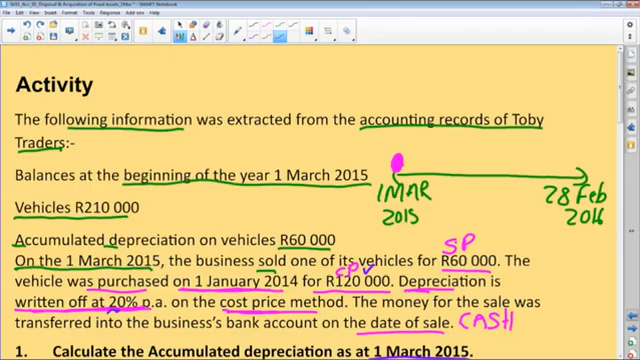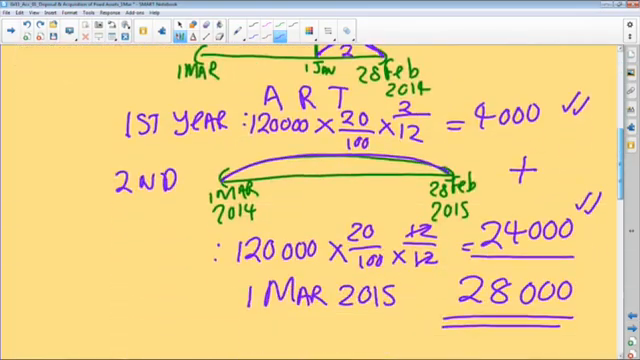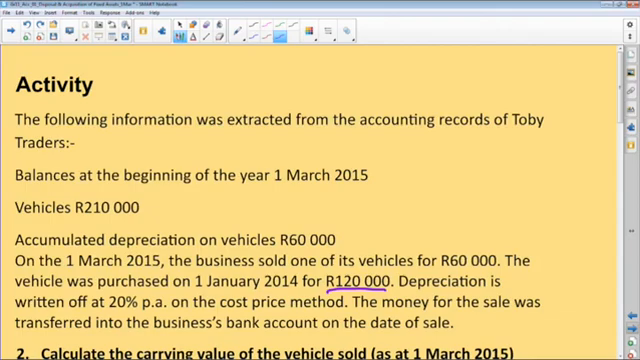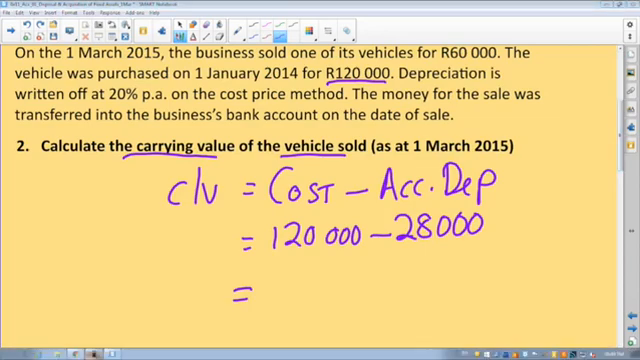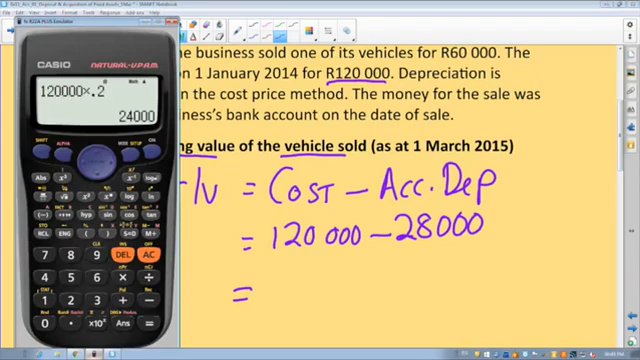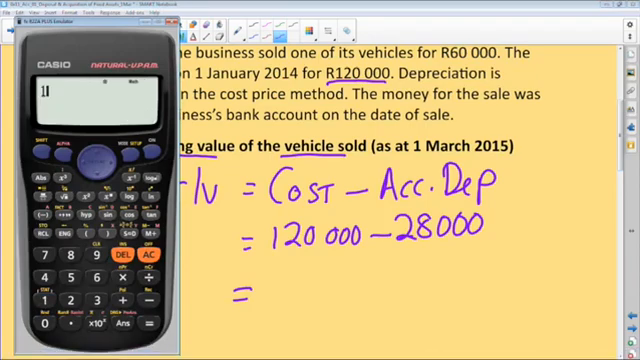So let's just quickly check. It was 28,000. Okay, so I'm transferring that 28,000. So minus 28,000, and that would now give me the carrying value of this vehicle that is being sold. So again, calculator, let's clear that. We've got 120,000 minus 28,000.